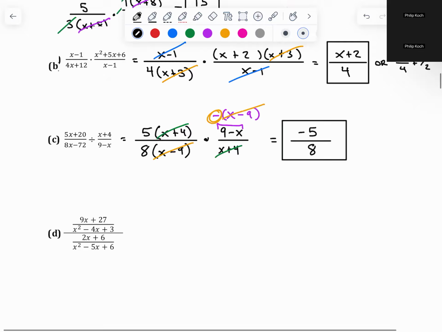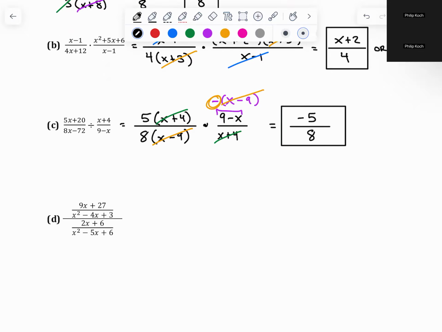So I'd like you guys to do part D yourselves. The main division bar is right in the middle. So we're dividing this quantity by this quantity. So using the flip and multiply, go ahead and start working through that one.